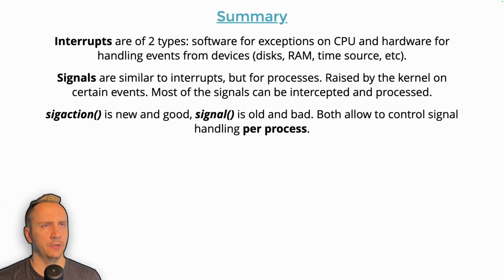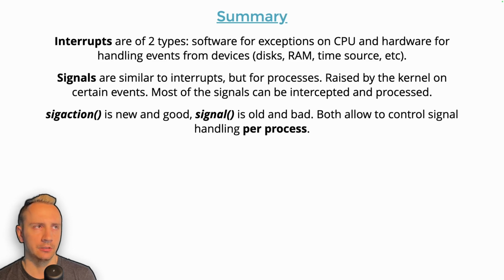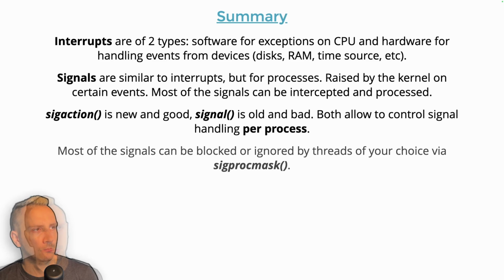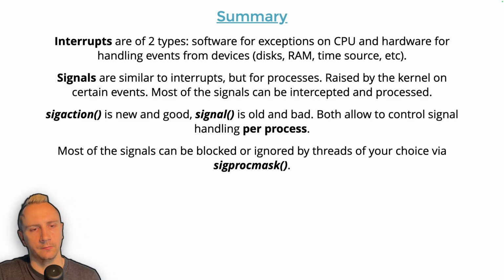And both those functions allow you to control signal handling per process. Signal handler is always a process-wide thing. It is not possible to set different signal handlers for different threads. Signal handler per whole process. Signal mask is for every thread. Most of the signals you can block or ignore by threads of your choice via sigprocmask. If you block a signal and then you unblock it and it was delivered while it was blocked, then it will instantly be processed. And multiple signals delivered while blocked will be merged into one. Signals of the same type at least.